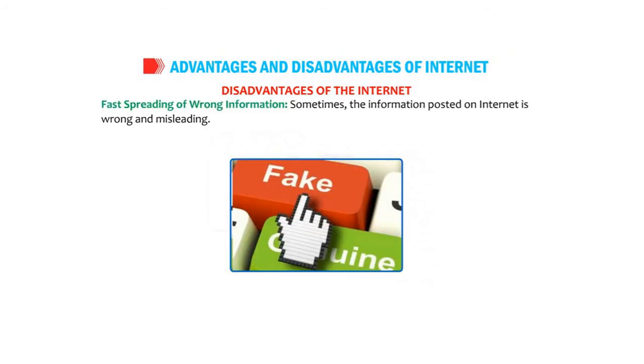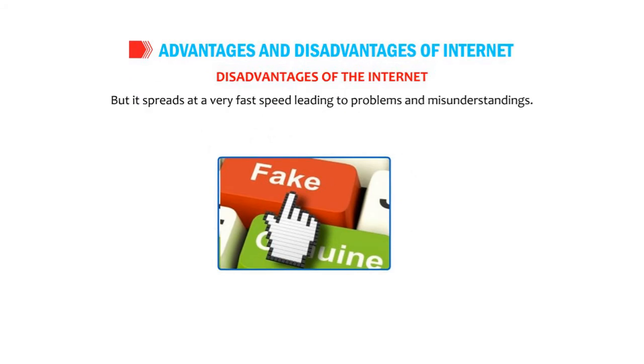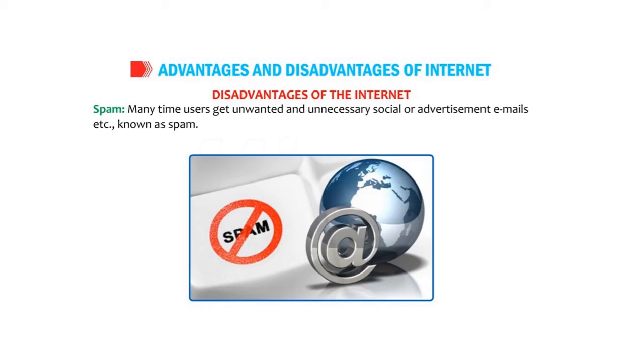Next is fast spreading of wrong information. The information posted on the internet is wrong and misleading, but it spreads at a very fast speed, leading to problems and misunderstandings. Right? Next one is spam.